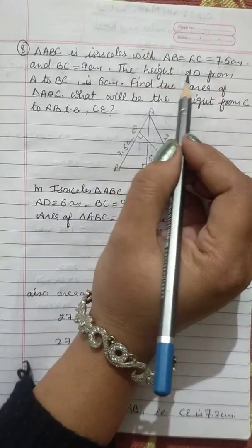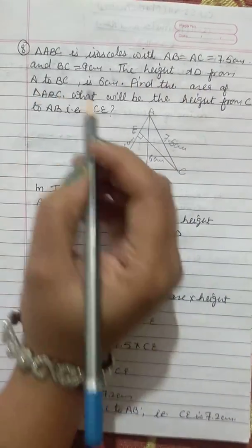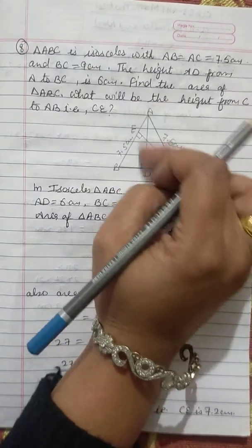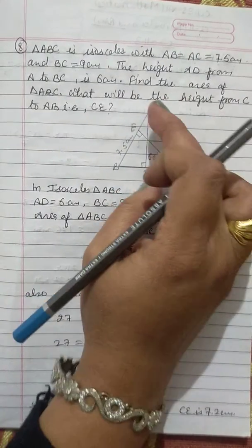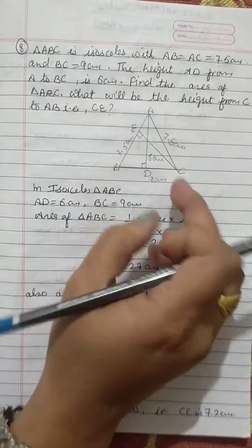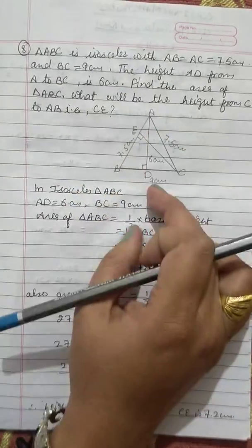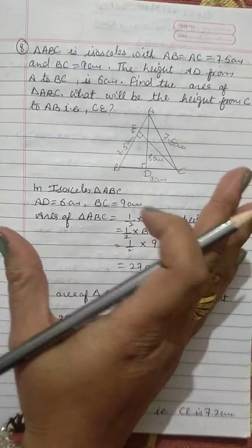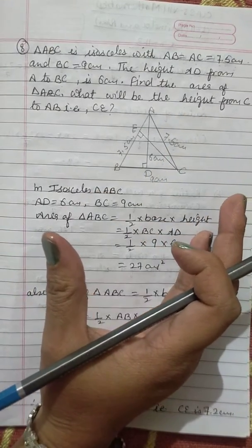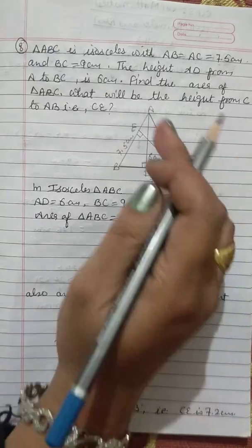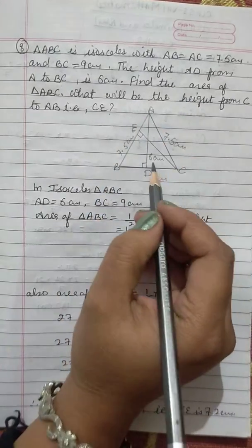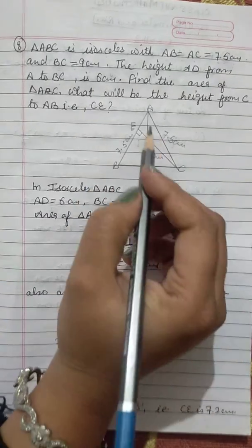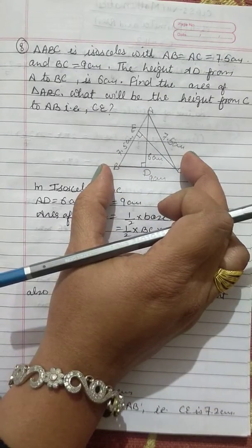Fine. So next, the height AD from A to BC. See, this is height, means it is a perpendicular we can say. So the height AD from A to BC is 6 centimeter. Means this one length is already given that it is 6 centimeter. So when we are going to find the area of the triangle, at that time we can use AD as height because it is already given to us, and we can take BC as base. So by using AD and BC we can find out the area of triangle.